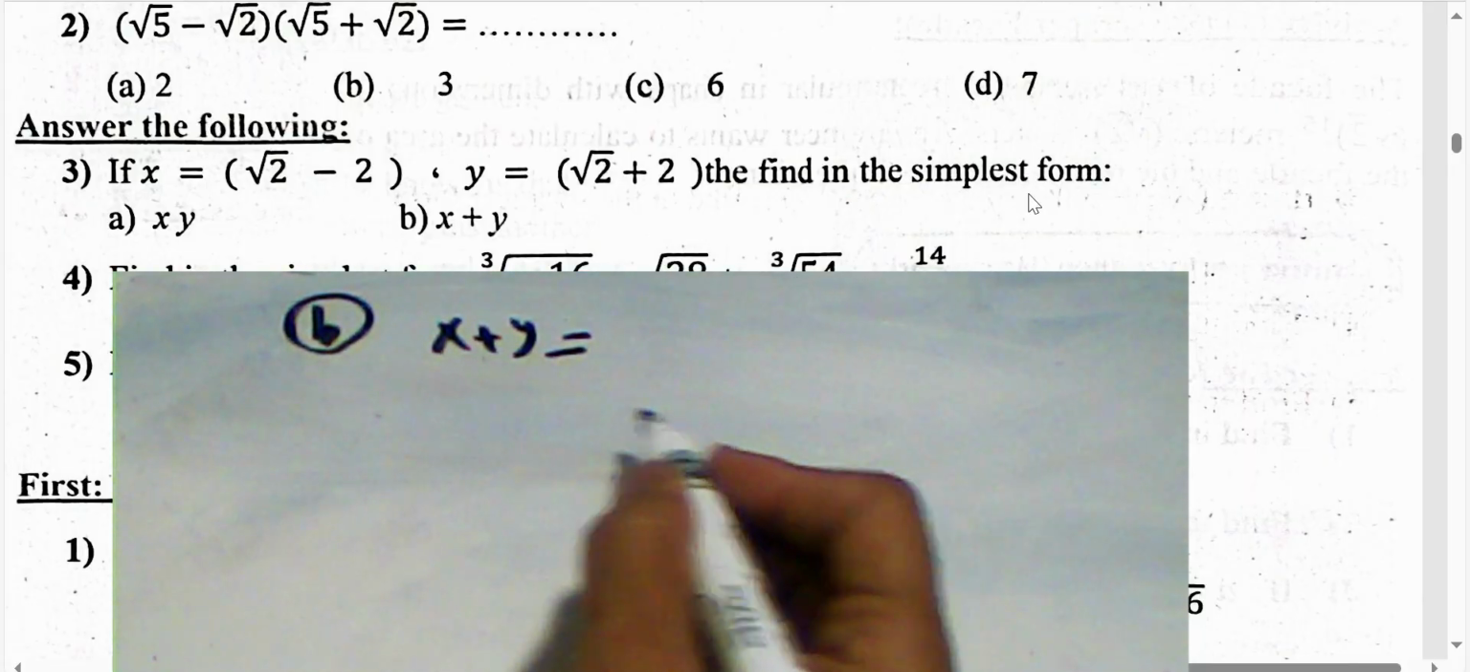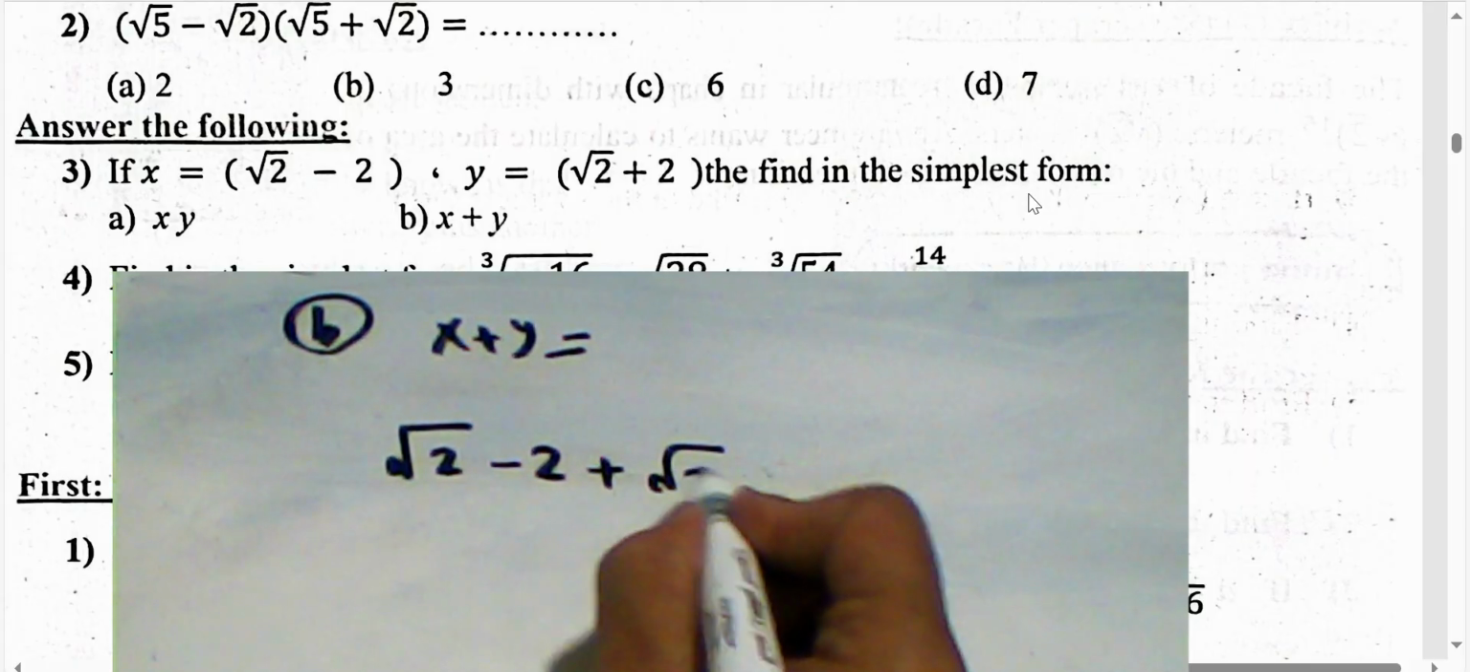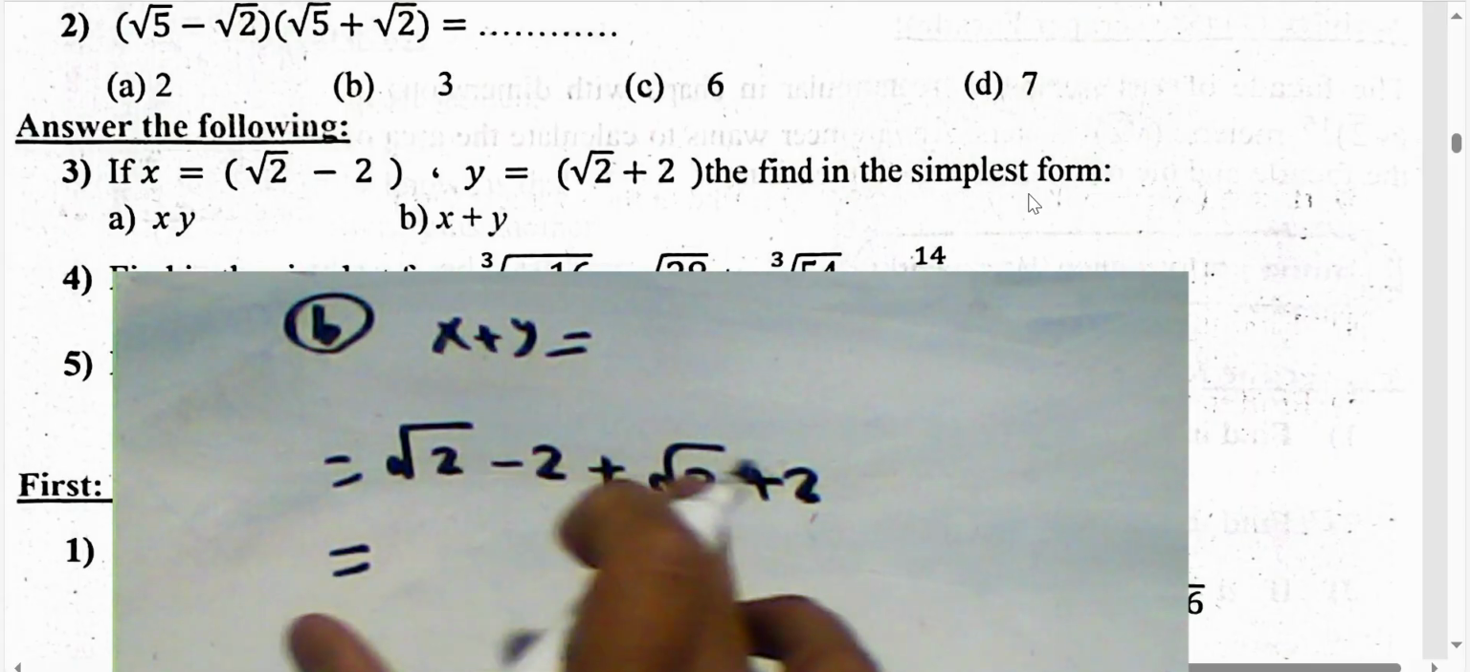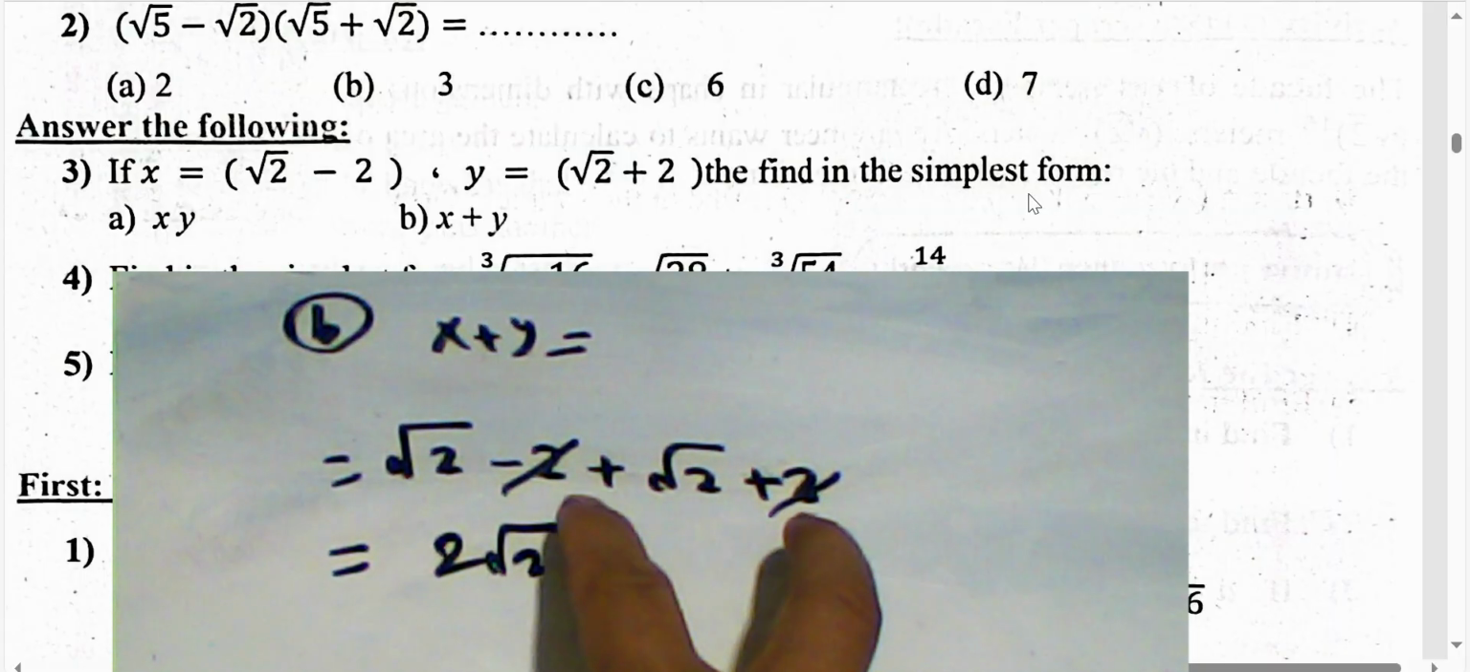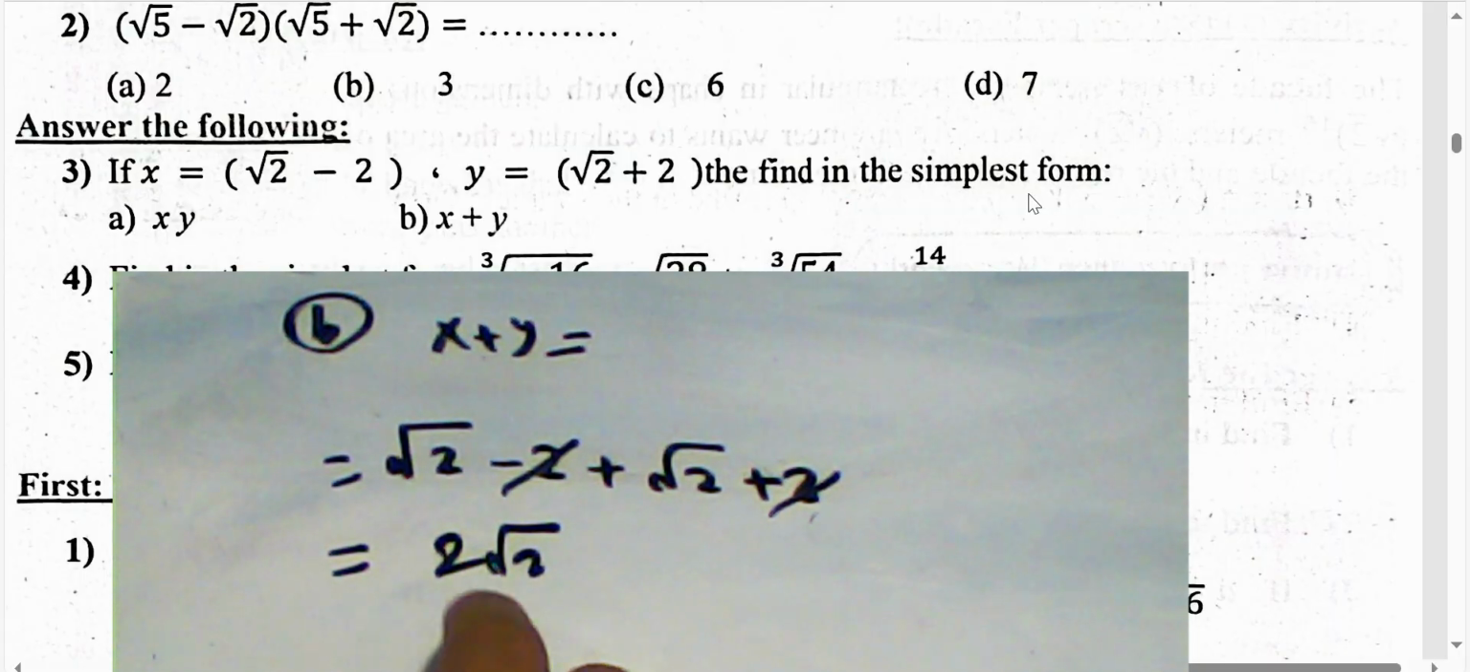It's the first question. Letter A and letter B, we have x plus y. He wants two numbers, x and y. X is root 2 minus 2, and y is root 2 plus 2. We have here root 2 and root 2, which will be 2 root 2, and negative 2 plus 2 will be 0. We have two numbers that are additive inverses of each other. Then the result will be 2 root 2.